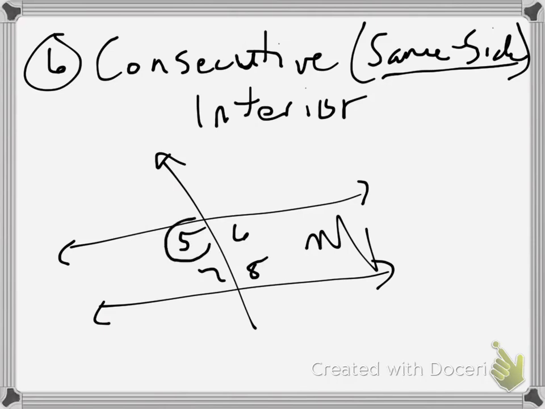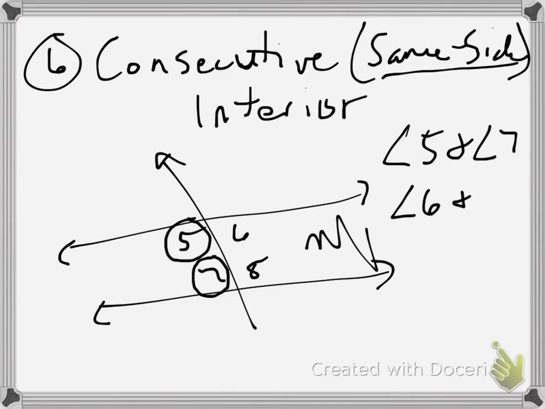So if you look at angle 5 and angle 7, angle 5 and angle 7 would be same side interior. They're both inside the two lines, and they're both on the same side of the transversal. Well, there's a second pair, 6 and 8, would also fit that description. Okay? So that is the introduction to the angle pairs. There are 6, 2 from last chapter, 4 new ones for this chapter.